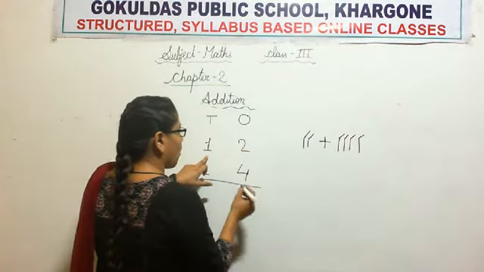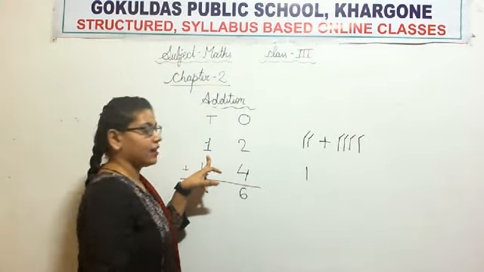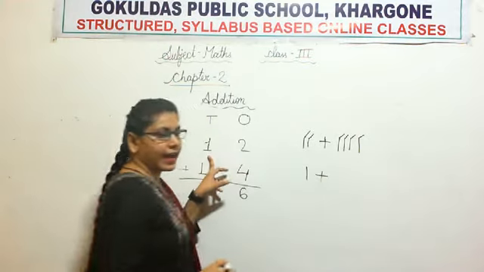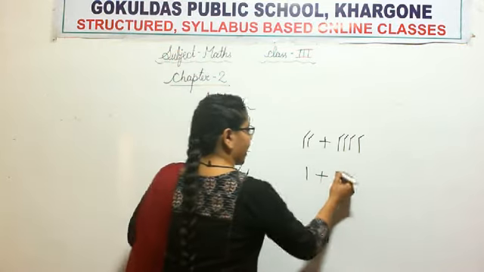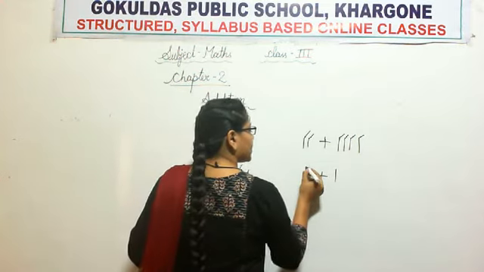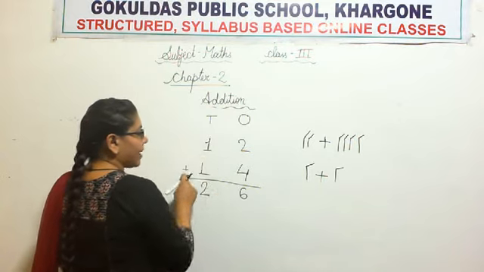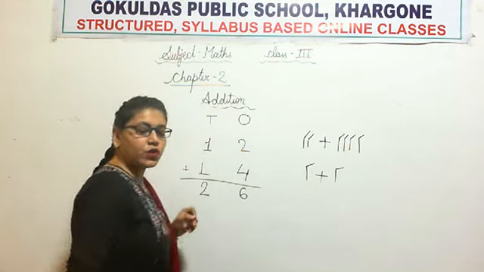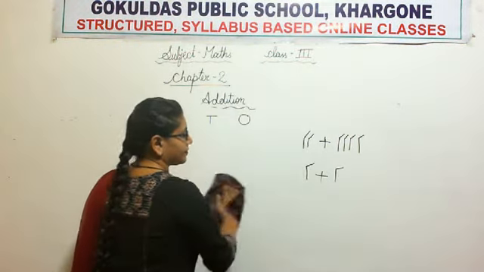Now we'll add tens in tens. So what is written here? 1. So we will draw 1 stick. Plus sign because we are adding. Then again the tens place has 1, so we will draw 1 stick. Now let's count how many sticks. 1 and 2. So 12 plus 14 is equal to 26. Let's take another example.